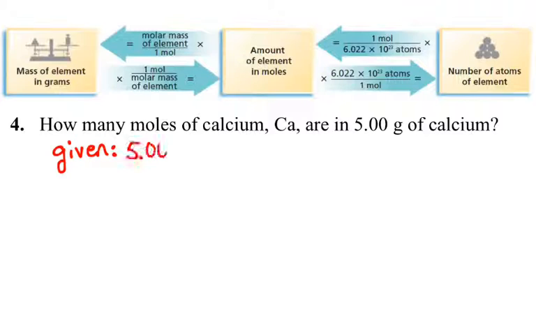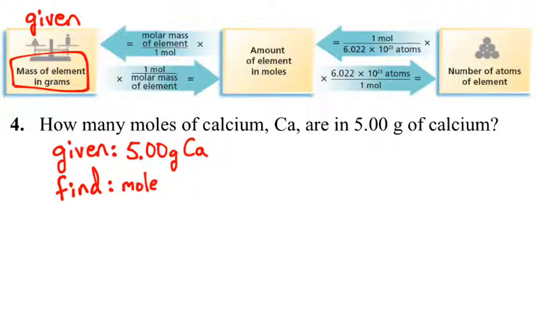So, take a look at what we're given. We're given 5.00 grams of calcium. Look up at the diagram and we see that on the left side we have a place for this. We're given our mass of our element in grams, and we are asked to find moles of calcium. So we need to end up with moles of calcium. We're given grams of calcium, we need to end up with moles of calcium.